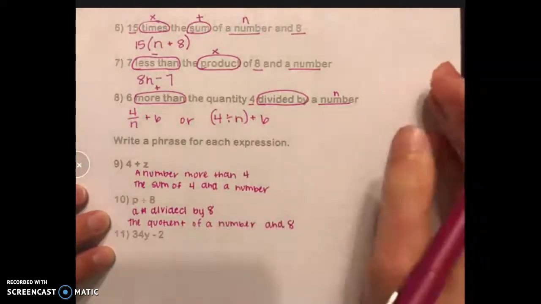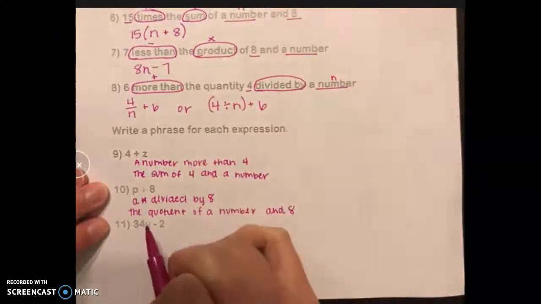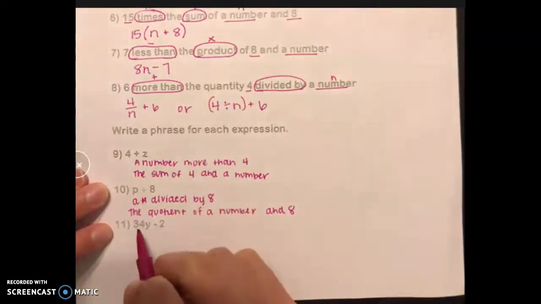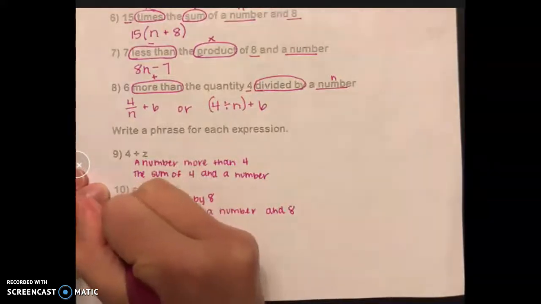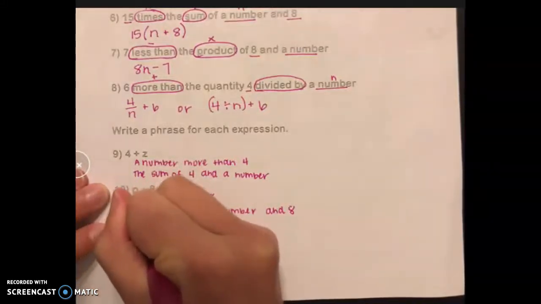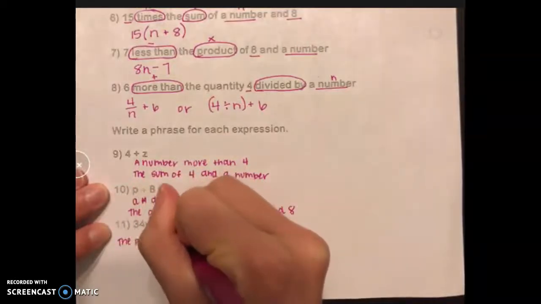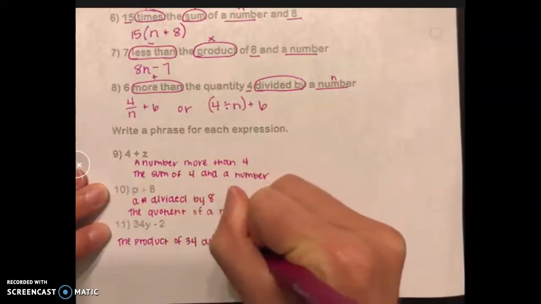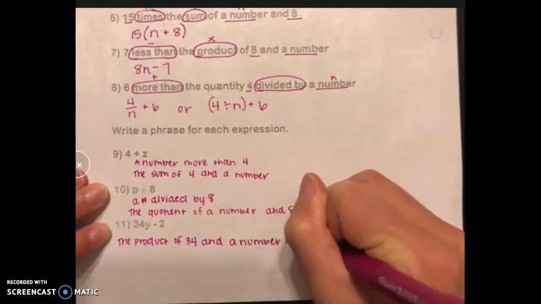And this last one, number 11, this one's a little bit tricky. So we have 34 times y, right? So we're multiplying 34y minus 2. So we know that 34 and y, that would be like the product. So we could say the product of 34 and a number minus 2, so we're going to be minusing that.